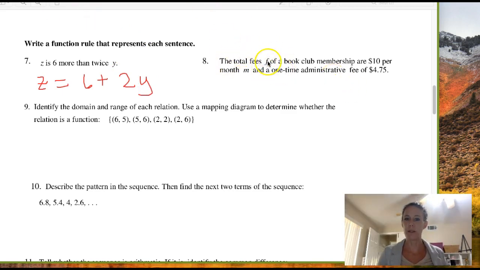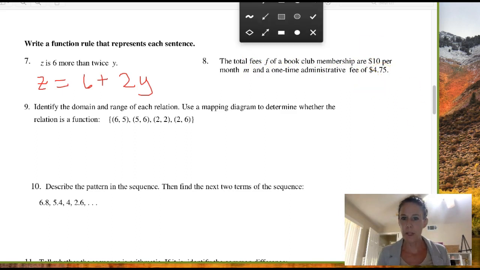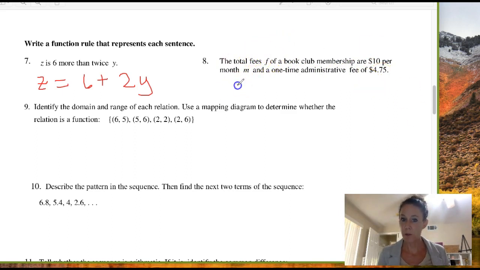Okay, the total fees, F, of a book club membership are $10 per month, M, meaning months, and F for fees, and a one-time administration fee of $4.75. So my total fees, they said my total fees will be F. Okay, this is what they are. They're $10 per month. So $10 every month. I have to do $10 times every month, and a one-time administration fee, plus that one-time fee of $4.75. Look at this in slope-intercept form. The number times my variable, that would be my slope, and the constant, that would be my y-intercept.